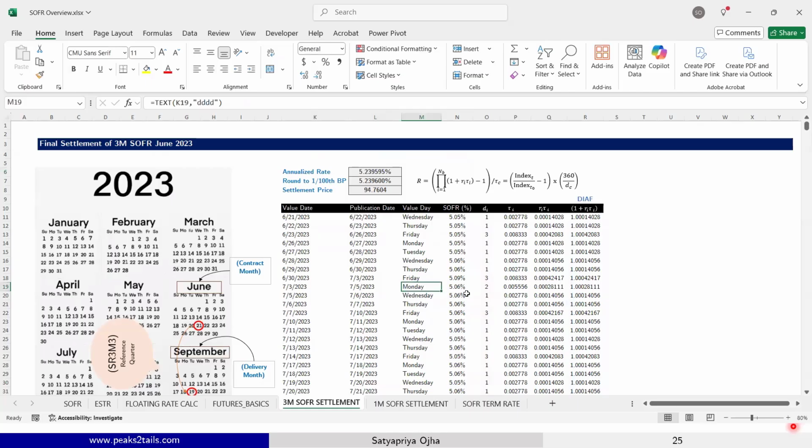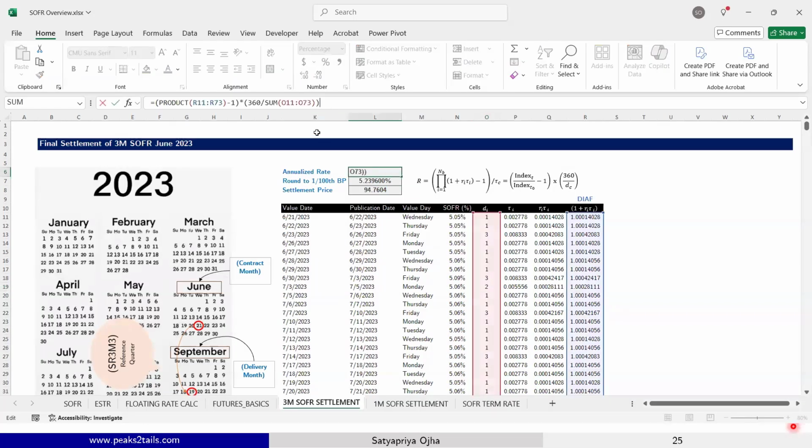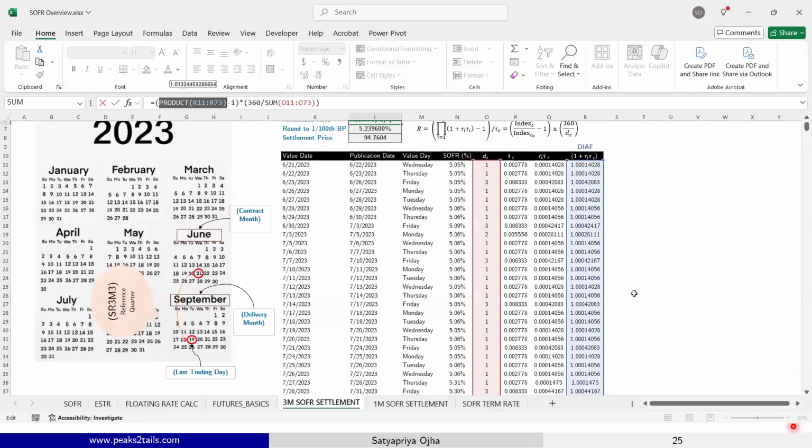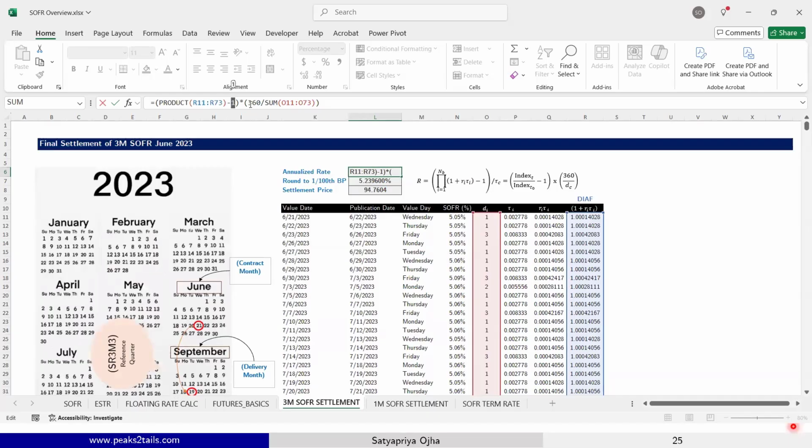For example, this is a peculiar case. See, this Monday was a holiday, so the next day was Wednesday. So the Monday rate, which is 5.06%, carried over for 2 days. Special holiday. Anyway, you just do the same compounding calculation that we did. If you look at this formula, it is the product of 1 plus R times D by 360, all of these, minus 1, annualize.